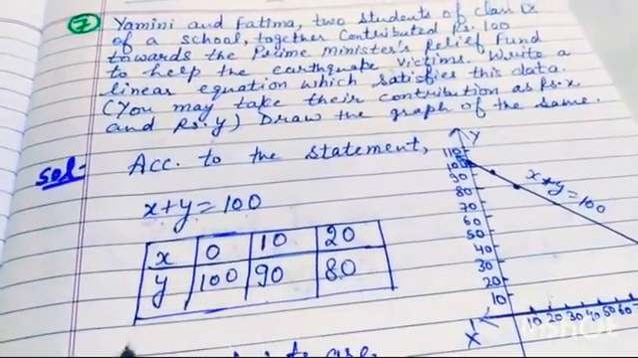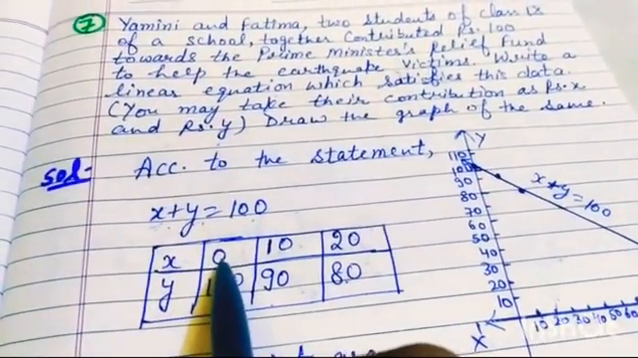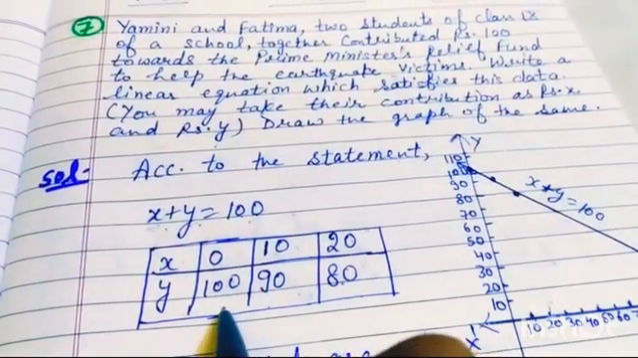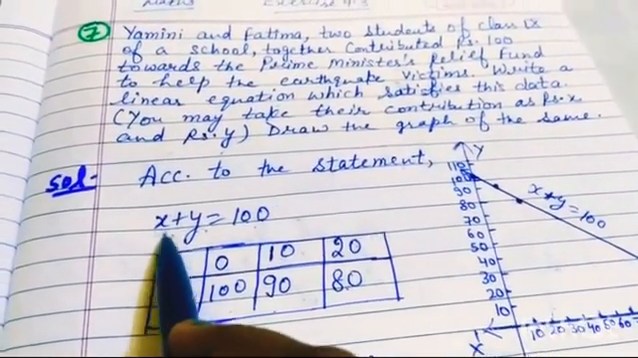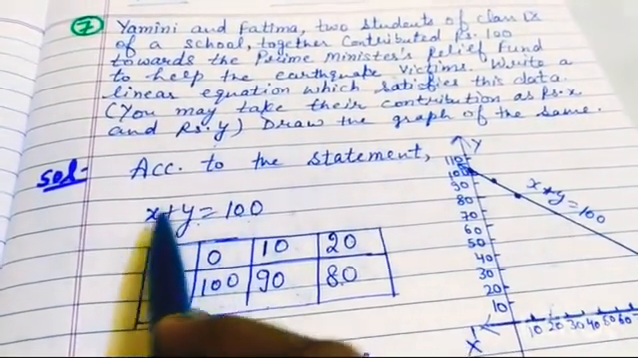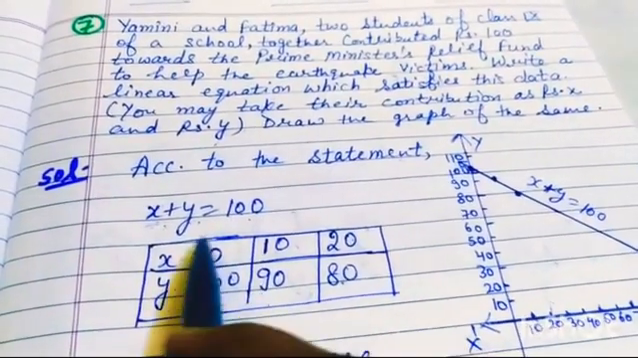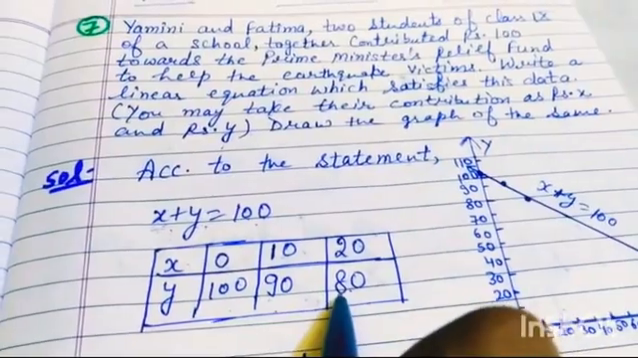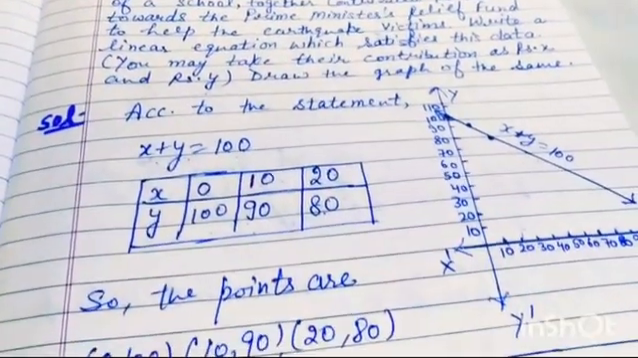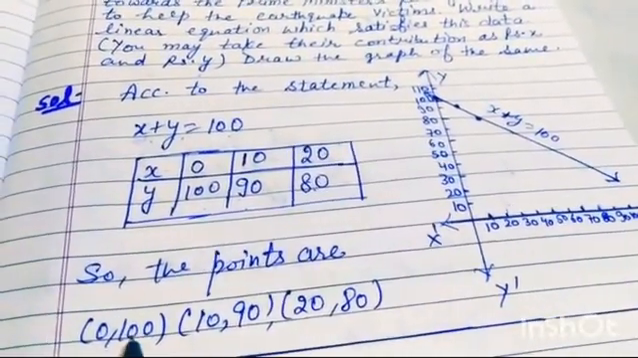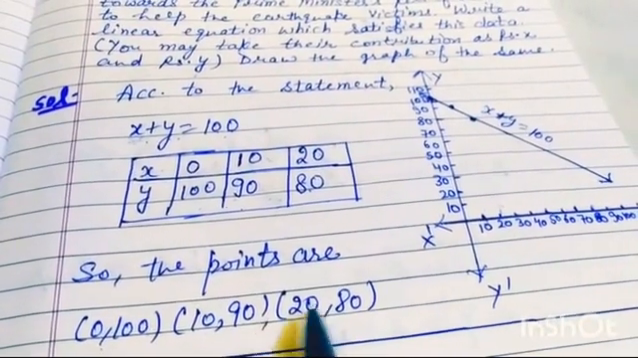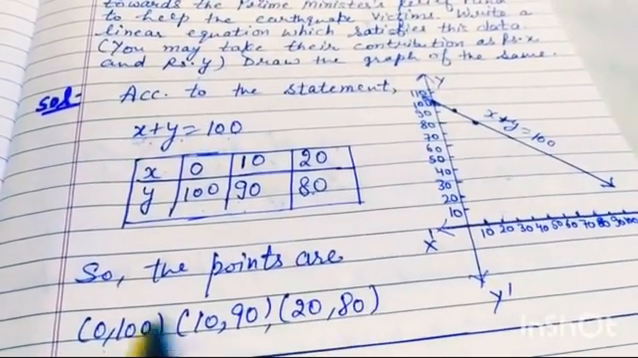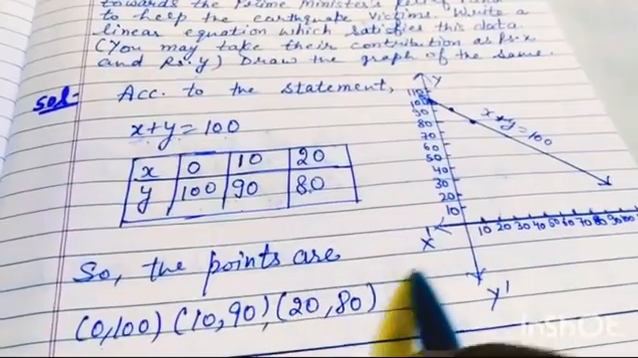First of all, we will put the values. When X equal to 0, then value of Y is 100. When X equal to 10, then value of Y is 100 minus 10, which is 90. When value of X is 20, then value of Y is 80. Therefore, required points are (0, 100), (10, 90) and (20, 80). Now we will draw the graph of these points.